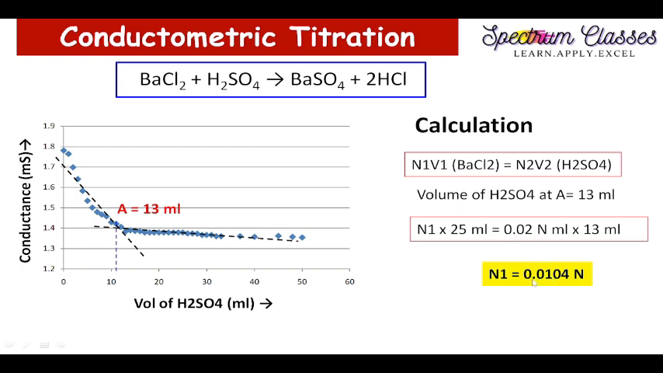So this is the end result. If you want to determine the concentration in grams per liter, you multiply it by the equivalent weight of sulfate ions, which is about 48 grams per equivalent. In that manner you will get the answer in grams per liter.